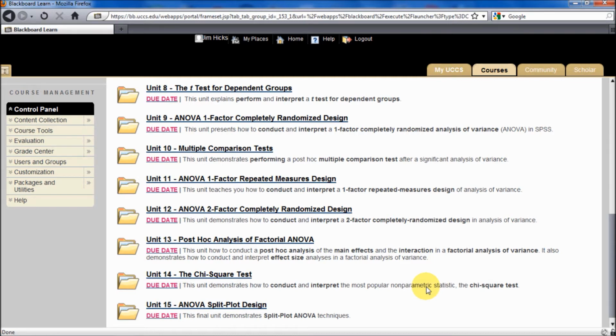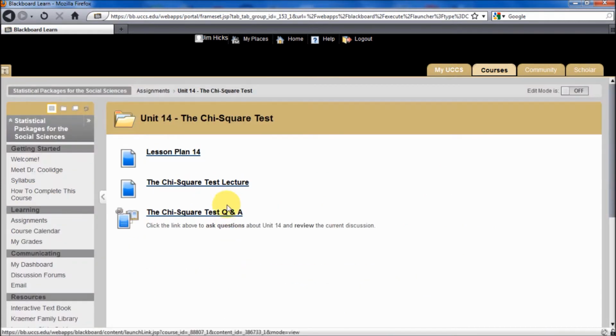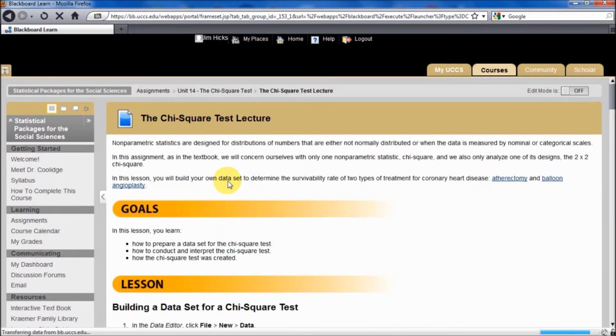And what you're going to have is people, generally, who fall into a frequency, and that is, what's the frequency? How many people lived? How many people died? When you're just doing a number frequency, that's going to be analyzed by this chi-square test. So let's go into Unit 14 to the chi-square test lecture.